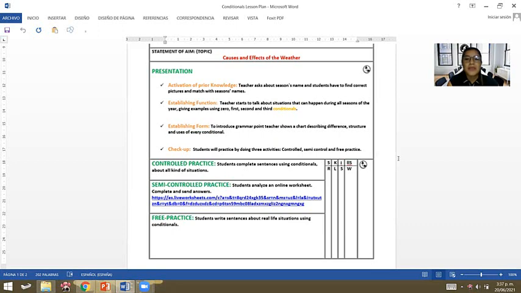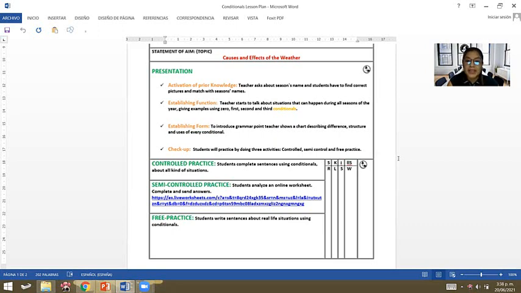Then we also have semi-controlled. The semi-controlled is where the students can give more than one answer and they will be correct. So it's more like giving them free time to let them think, either in 1, 2, or more possibilities. And then the free practice. The free practice is the one where the students work alone. In this practice, the students don't need supervision of the teacher, so they will do it by themselves.